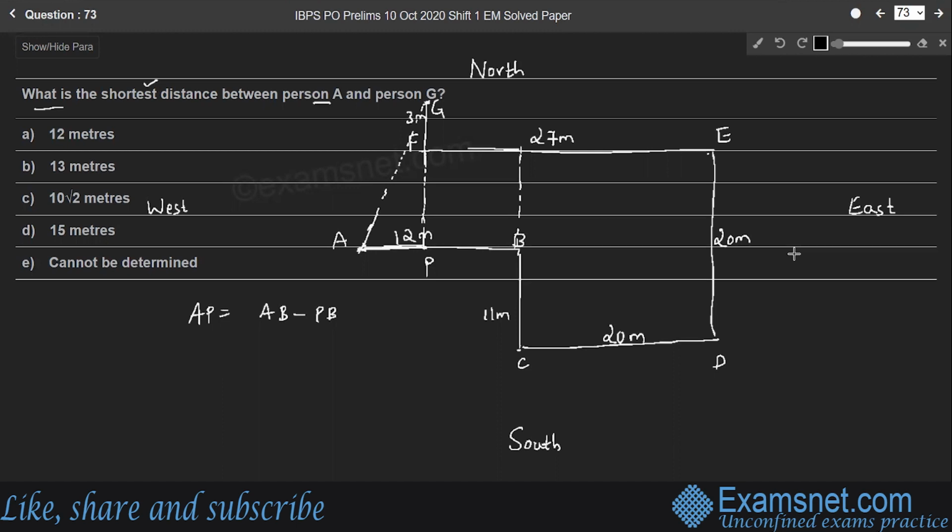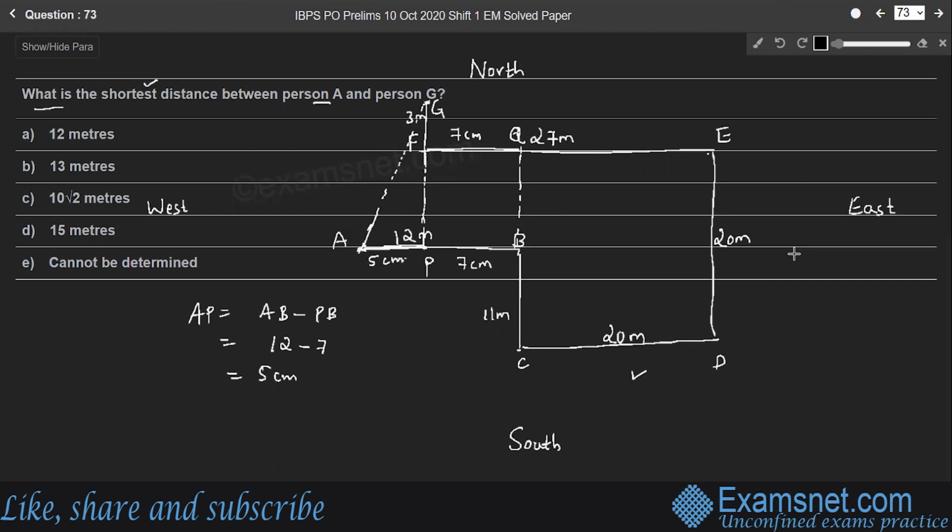Therefore, we'll consider this point as Q. FQ distance is 27 minus 20, since QE is equal to CD, so FQ becomes 7 centimeter. Therefore, PB becomes 7 centimeter. Therefore, AB is 12 minus PB which is 7, so AP becomes 5. We'll write here 5 is AP.